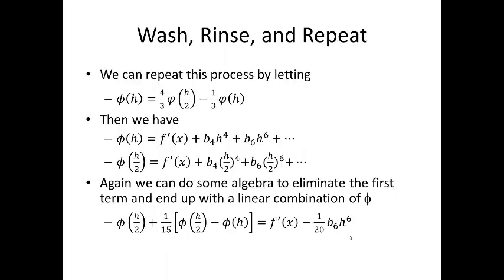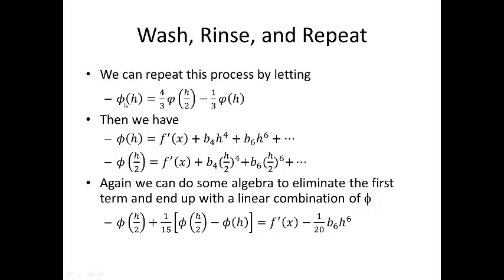But it gets better. We can repeat this process by letting phi of h equal 4/3 varphi of h over 2 minus 1/3 varphi of h. And then notice that phi is different than the symbol varphi that we used in the previous slide. It's pretty darn subtle. So this phi is different than this one.